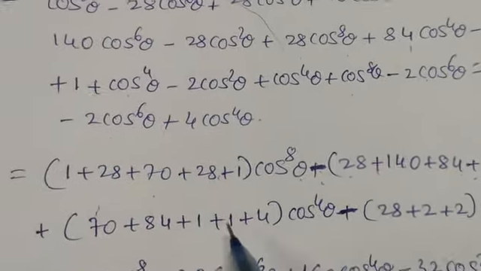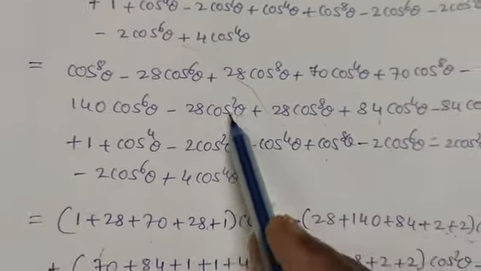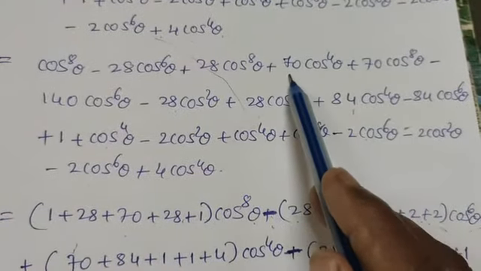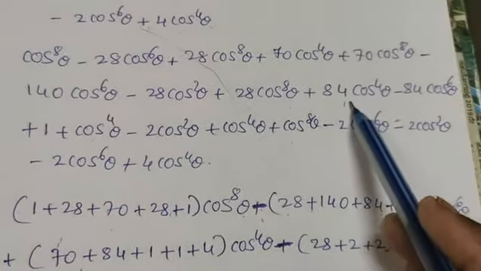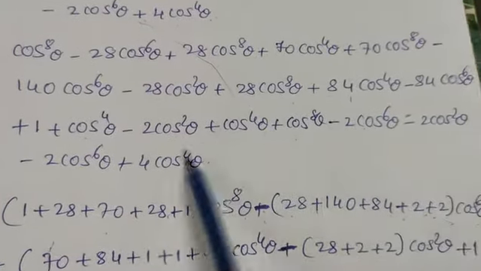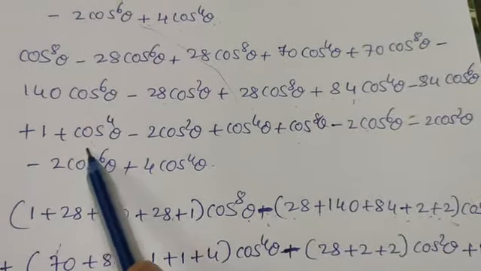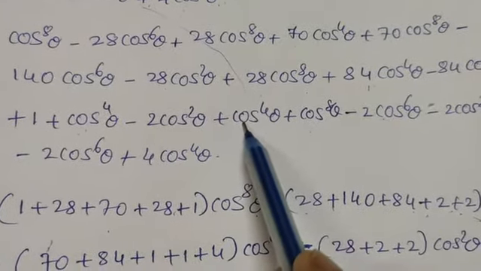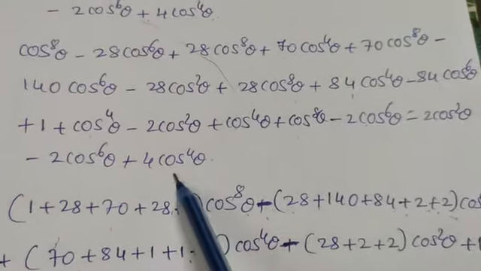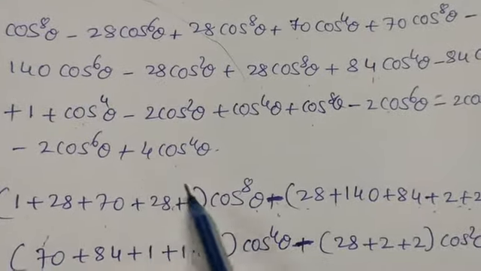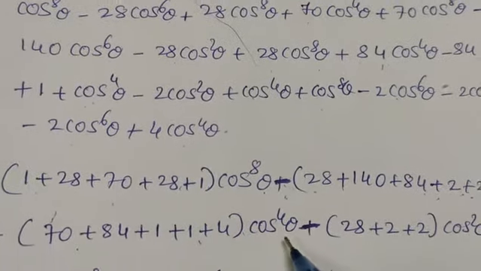Next is cos to the power of 4 theta, and search the terms containing cos to the power of 4 theta. Plus 70, here we have 70, then here we have 84, then cos to the power of 4, then here we have plus 1, here also we have one more cos to the power of 4, its coefficient is plus 1, and one more term you will find here, this is cos to the power of 4, its coefficient is 4 into cos to the power of 4 as it is.